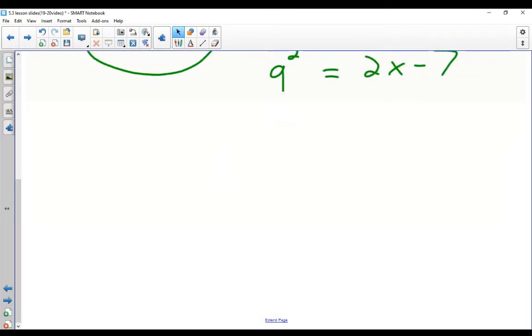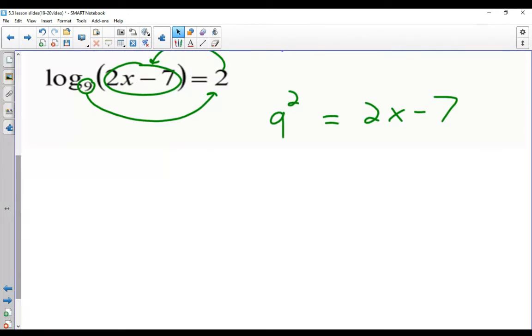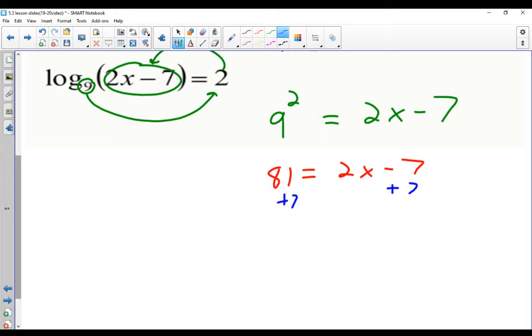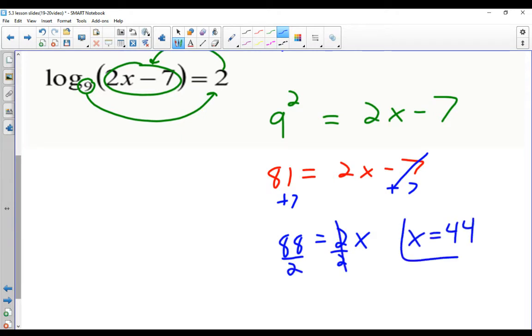And there you go. All that's left for you to do from there is to just solve the equation. So 9 squared, go ahead and solve that. That should give you 81. And from this point, you just got to solve for x. Go ahead and add that 7 to both sides. And you'll get 88 equals 2x. And then divide by 2. And voila, you get that your answer is x equals 44. Done.